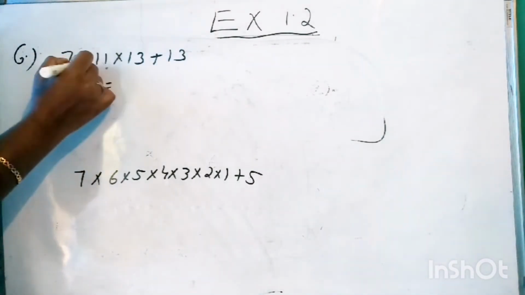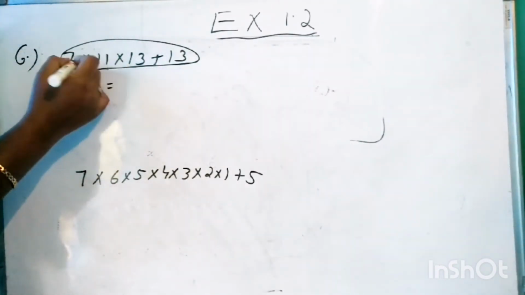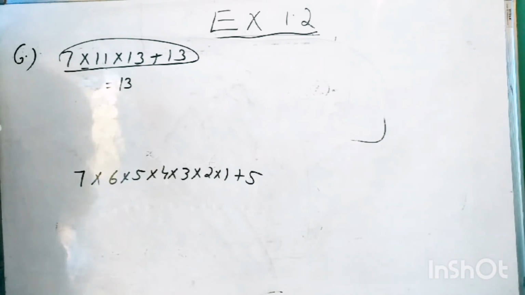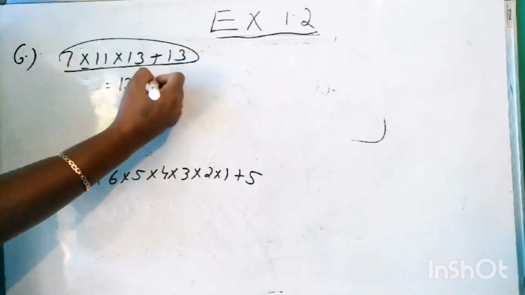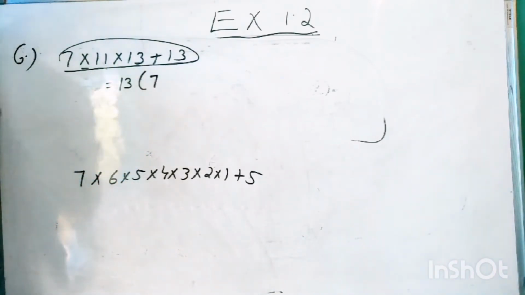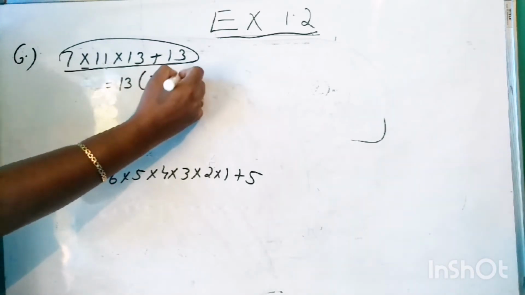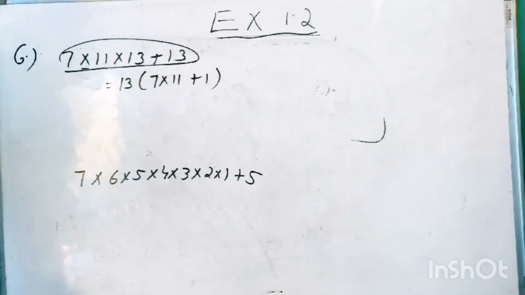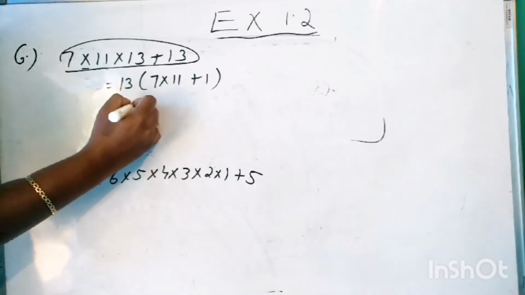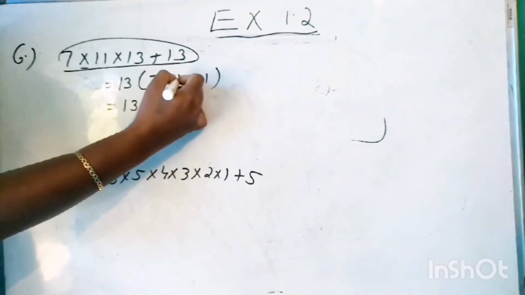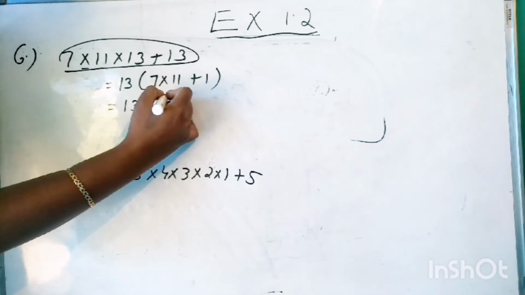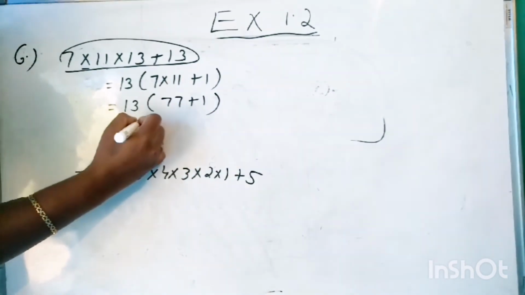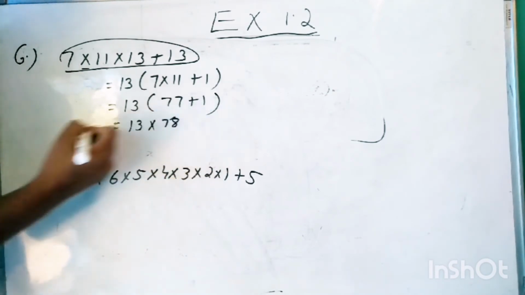Okay, so just consider this number. We know that in the first term and the second term 13 is common. So I will take that 13 outside. So 13 into, if you take 13 outside from the first term, we will have 7 into 11, and in the second term 1 will be there. That is 13 into, 7 into 11 is 77, 77 plus 1, that is 13 into 78.